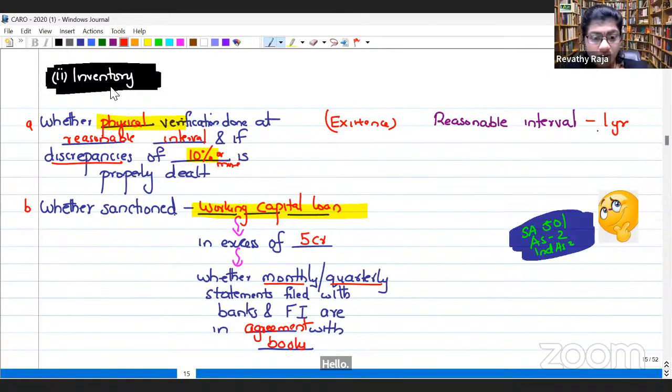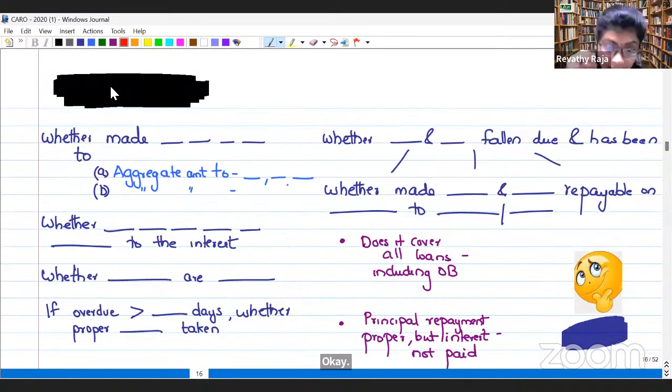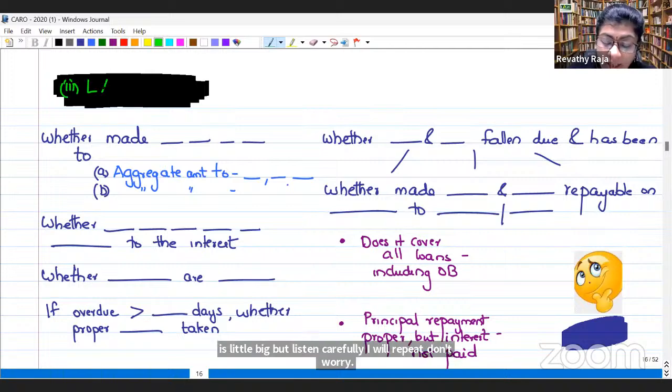After two more clauses, after the next clause, I will give you two to three minutes of rest. If this is okay, can you say clause 3? Where is clause 3? Okay, clause 3 is a little big, but listen carefully. I will repeat, don't worry. Clause 3 is regarding LAIGS.